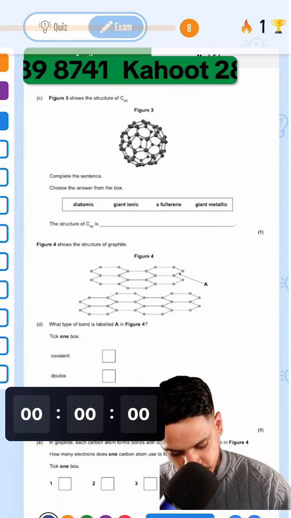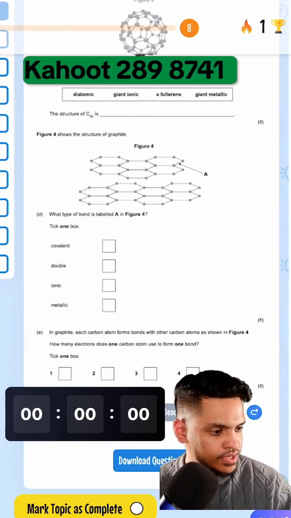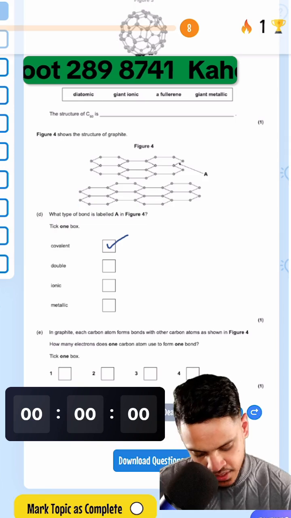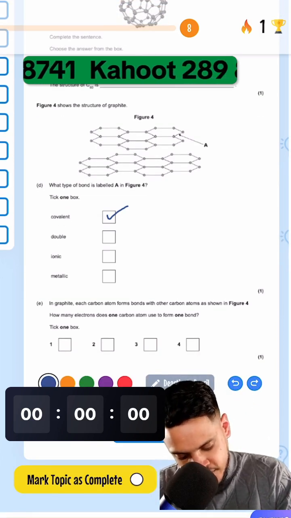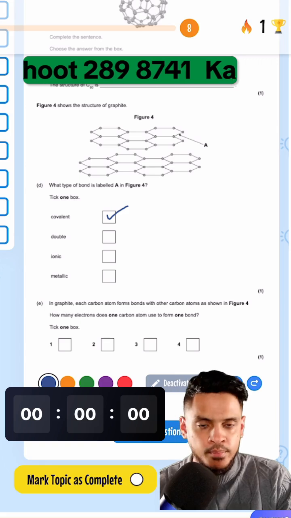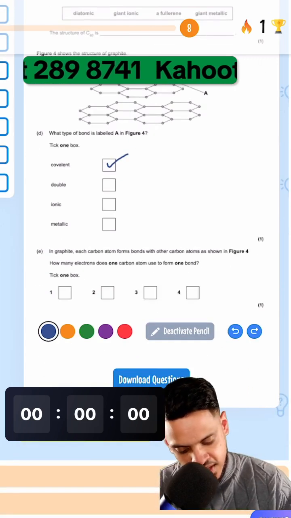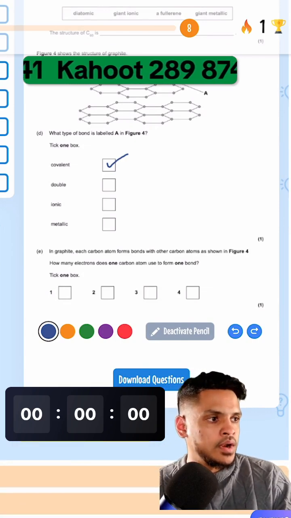Okay, hopefully it'll work a bit better now. So what type of bond? The answer is covalent here. In graphite, each carbon atom forms bonds with other carbon atoms. How many electrons does one carbon atom use to form one bond? What do you guys think the answer to that is? How many electrons does one carbon atom use to form one bond?